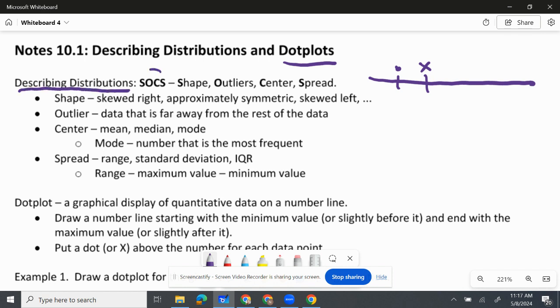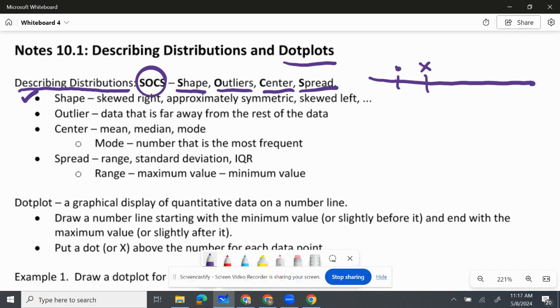We use the acronym SOCS, which talks about the shape of the distribution, the outliers of the distribution, the center of the distribution, and the spread of the distribution. The shape is something that is probably new. The other ones most students have heard before. We have three main shapes that we're going to be focusing on.